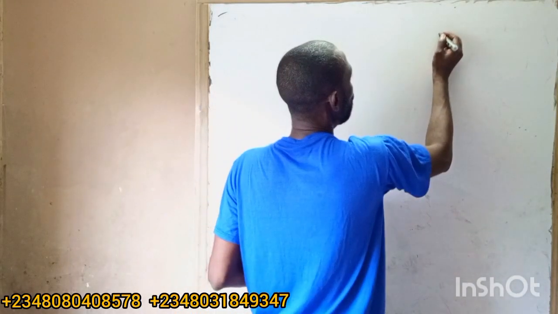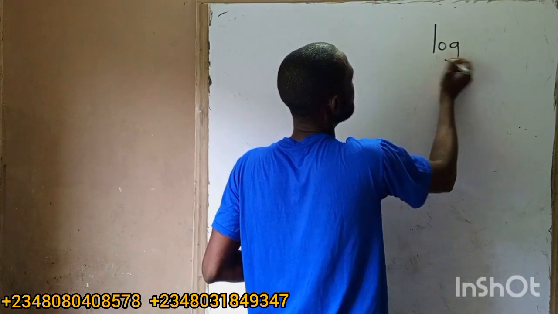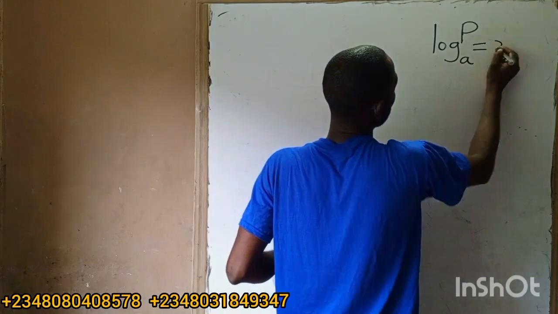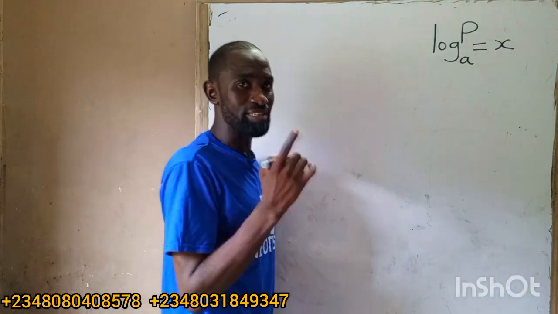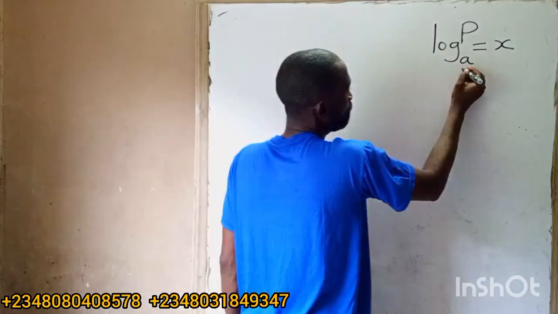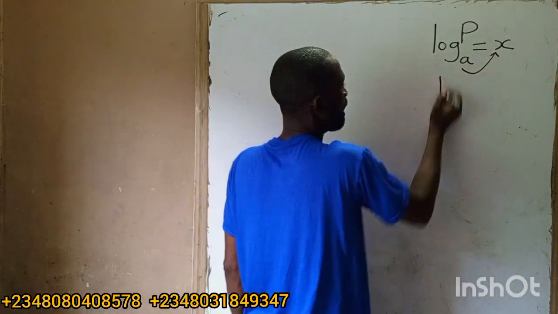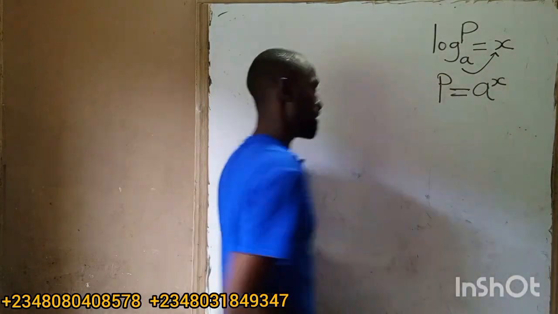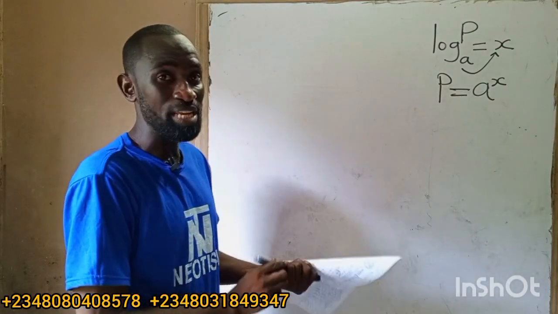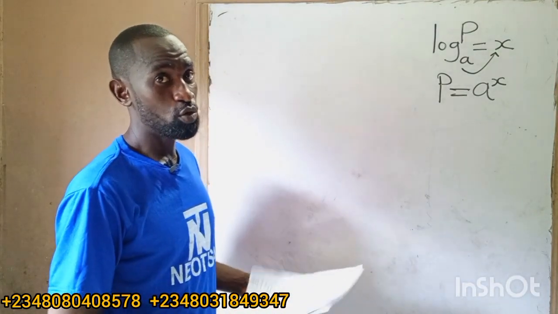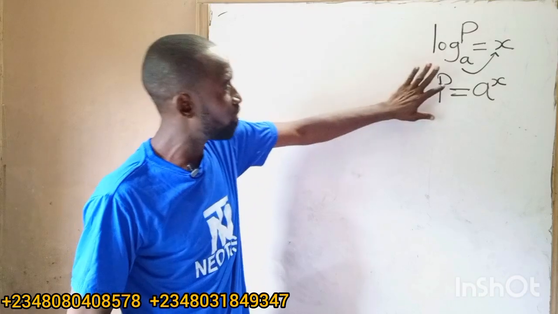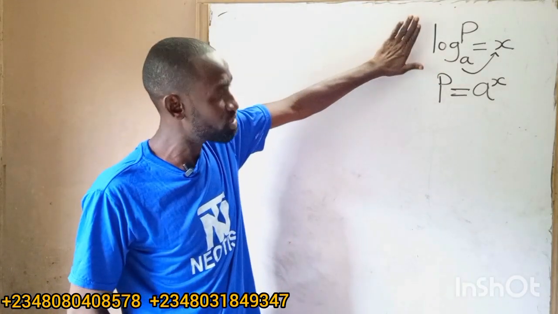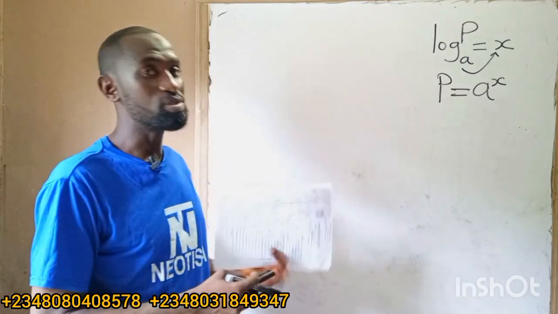So what is the basic definition? The logarithm of a number, let's assume the number is p, to base a is equal to x. For p to stand alone, I will use this a to raise this x up. So this ordinary p will be equal to a raised to power x. This definition is very important when solving questions under logarithm. So this is the first one. I can solve logarithm without table using this formula, or I use the laws of logarithm.